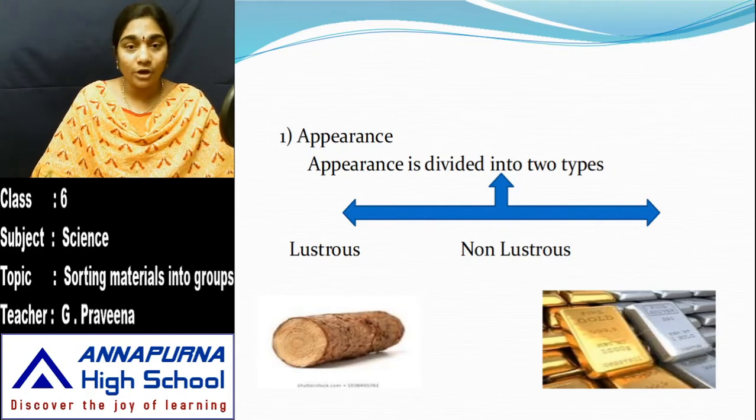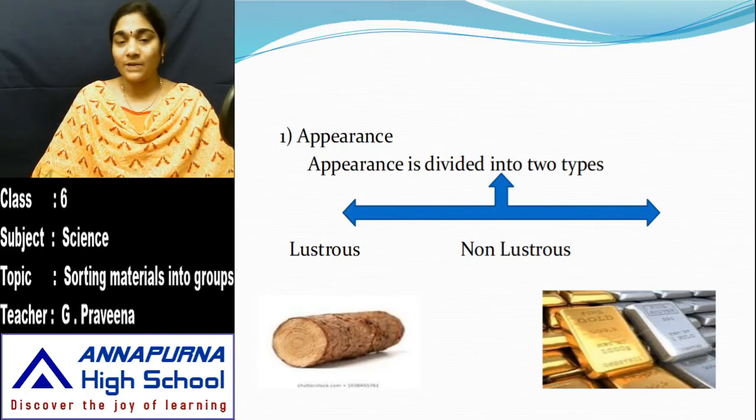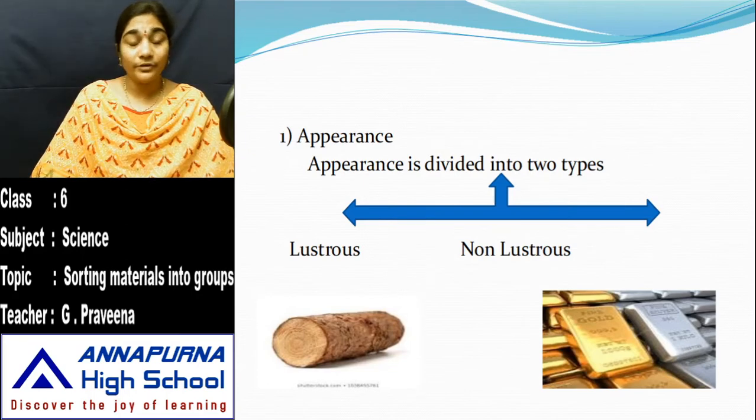So there are a few objects which are lustrous, and mostly all metals are lustrous. On the other hand, there are objects which don't have a shining property, so we call them non-lustrous. For example, if you take a piece of wood or a piece of paper, they do not shine, so they are called non-lustrous.